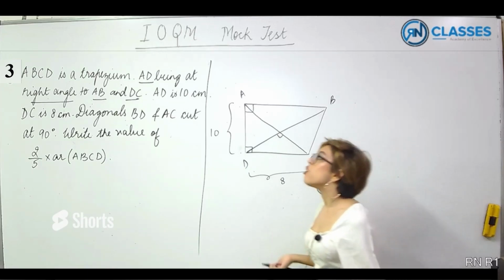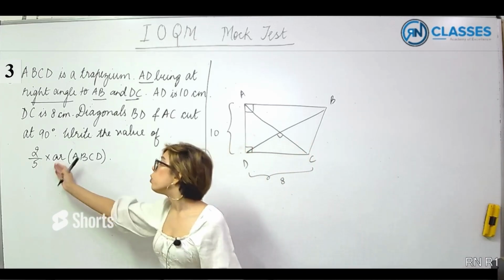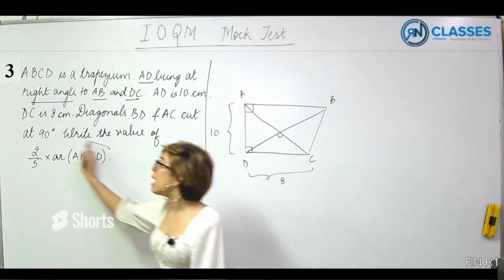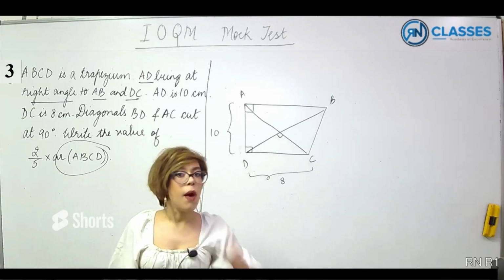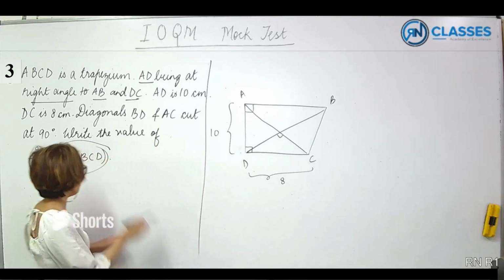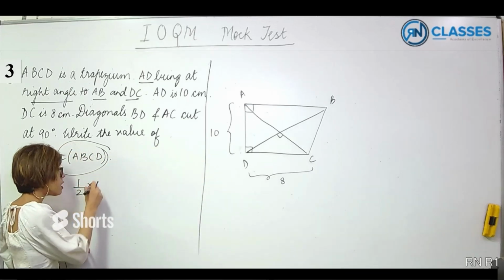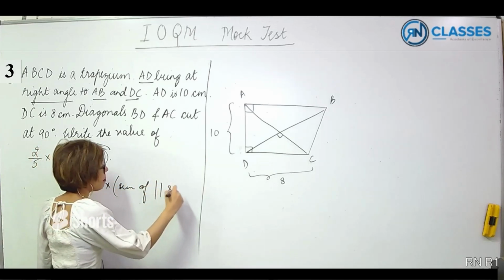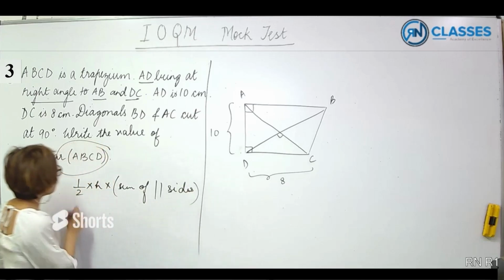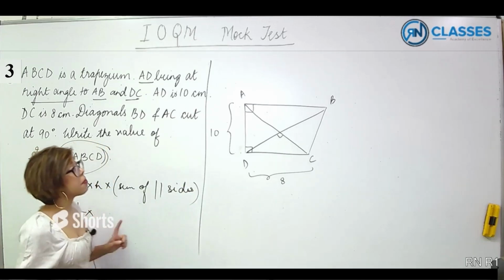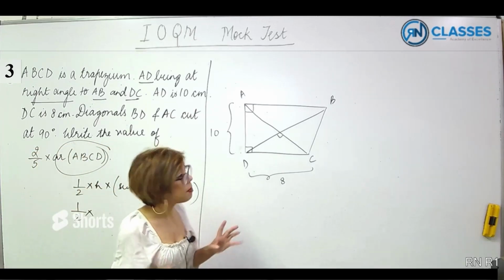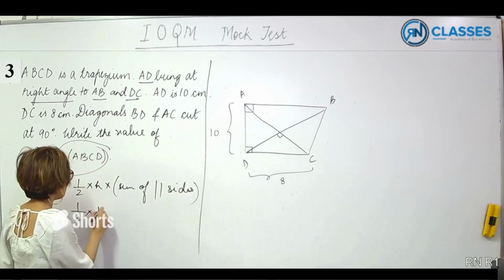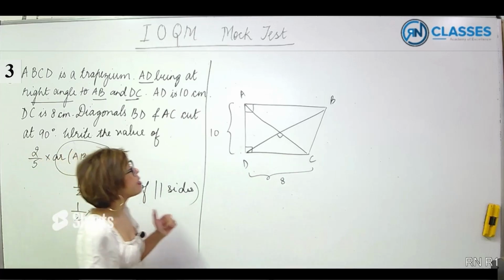Now he says write the value of 2 by 5 into area of ABCD, which is a trapezium. That means indirectly I need to find the area of the trapezium. Now I know that area of a trapezium is nothing but half into height into sum of parallel sides. Now let's see, what do I know? Do I know the height of the trapezium? Answer is yes, because I already know this length, which will be the height of the trapezium, which is 10, into sum of parallel sides.